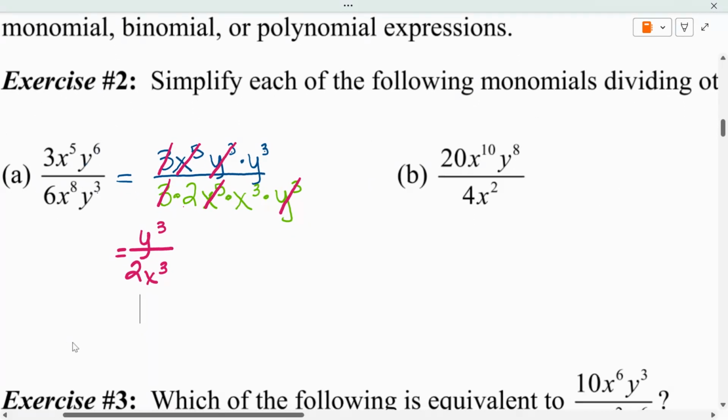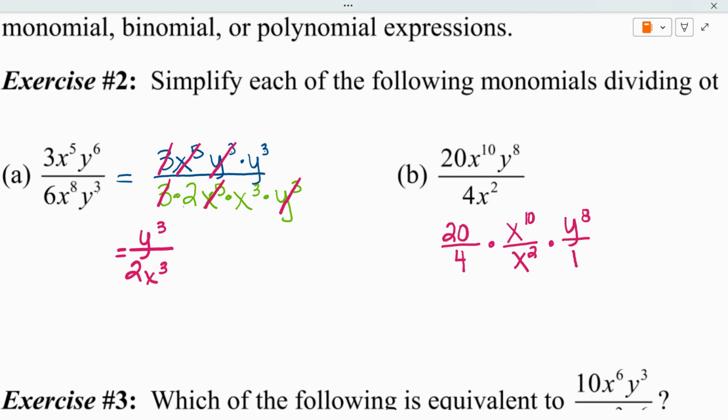So for example B, I'm going to do example B a little bit differently. I'm going to focus on the constants first. So I have 20 divided by 4 times x to the 10th divided by x squared times y to the 8th over 1. So I'm trying to group them by their either constant or same variable term, just so you can see a different way to do it.